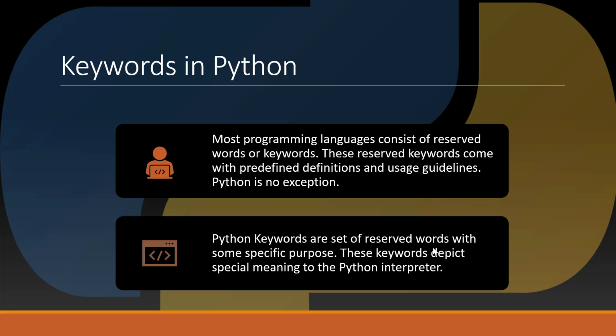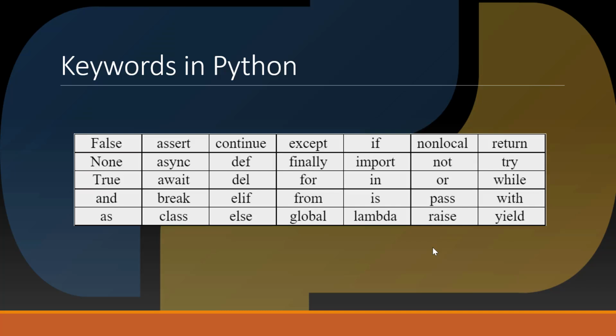These keywords depict special meaning to the Python interpreter where each keyword has a distinct meaning and performs a unique action. Moreover, we cannot use keywords for any of the identifiers. Now, as of Python version 3.10, there are 35 different Python keywords. So here on the screen, we can see 35 different keywords. Now we can also fetch the list of all Python keywords. For this, we have to follow some steps.